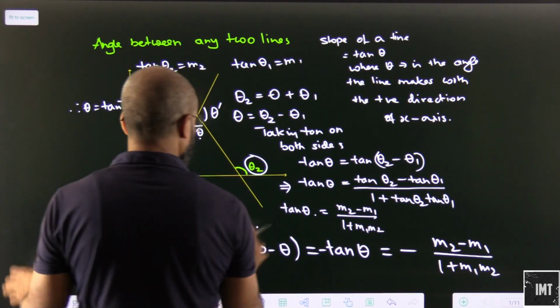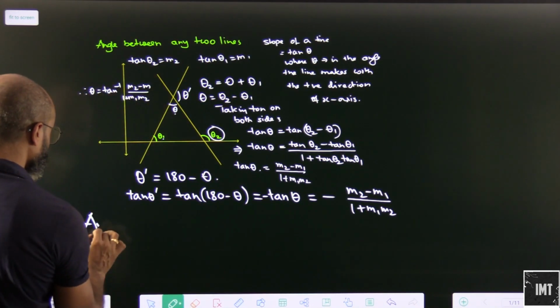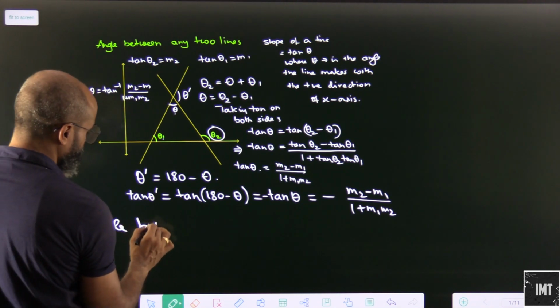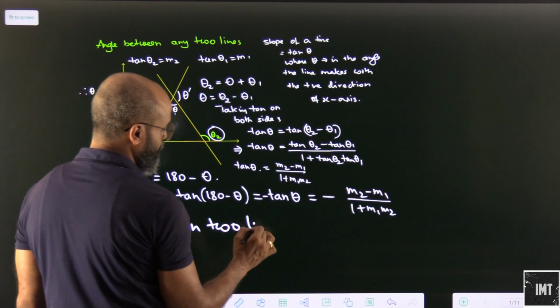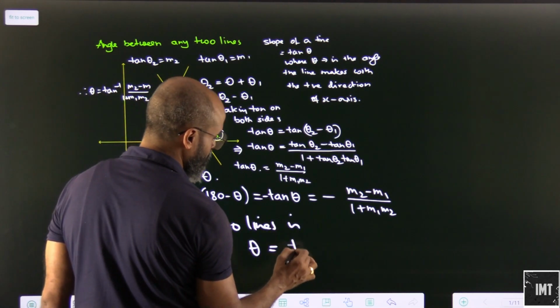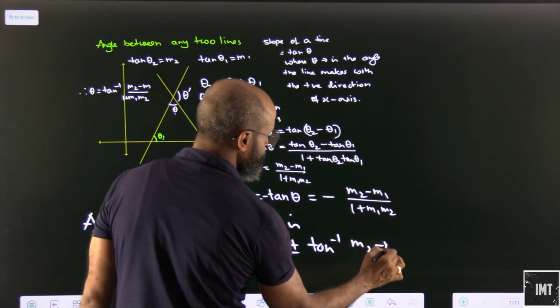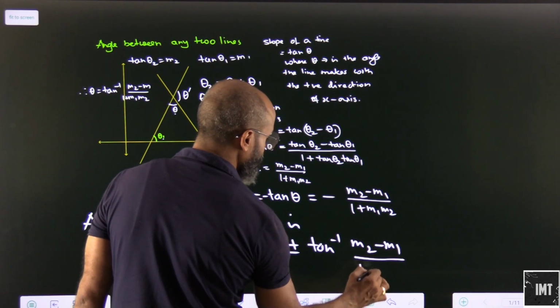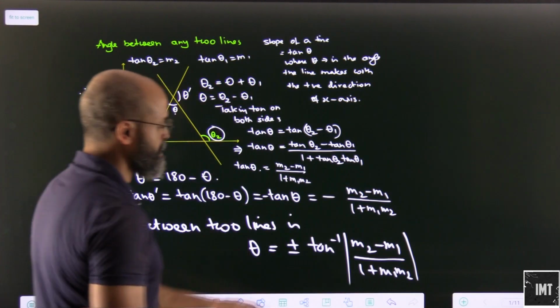So we can say that the angle between two lines is given as theta is equal to plus minus tan inverse of (m2 minus m1) upon (1 plus m1 m2). This will be the value.